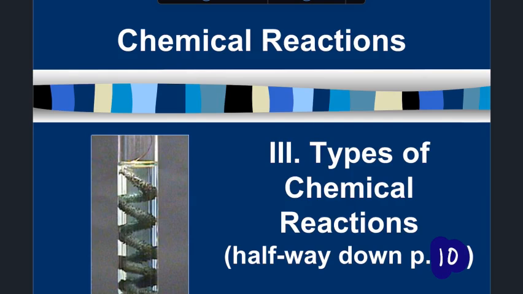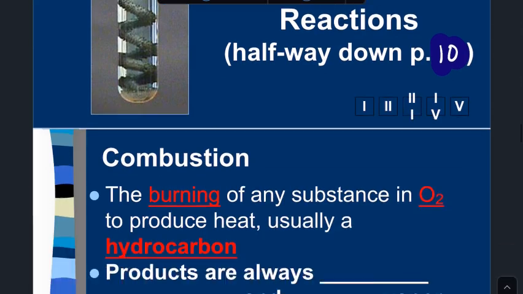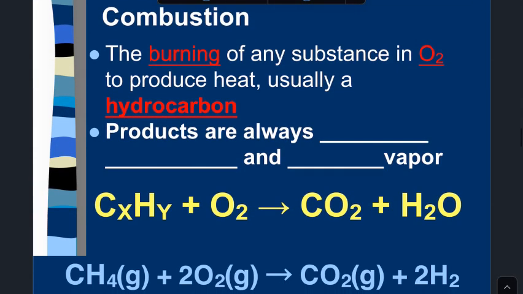Today we're going to continue talking about chemical reactions, and today we're going to talk about the 5 types of chemical reactions. These notes start about halfway down page 10 in your packet. There are going to be 5 different types of chemical reactions that we discuss today. And the first one should look familiar from our combustion analysis problems.